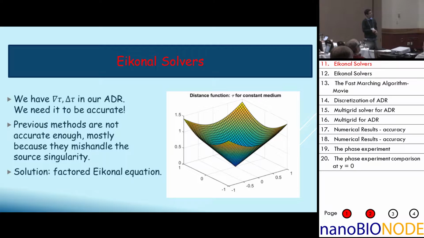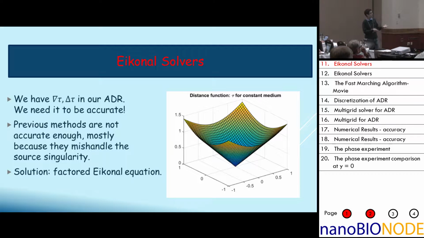Now, look at this plot here. This is the solution to the Eikonal equation for constant medium. This is basically the distance function, R. This has a singularity at the source, okay? And by applying numerical derivatives, we don't handle singular functions well. Like, it doesn't really work. So if I take this function, apply the Laplacian to it, I get something that is very different than the analytical Laplacian of this equation.